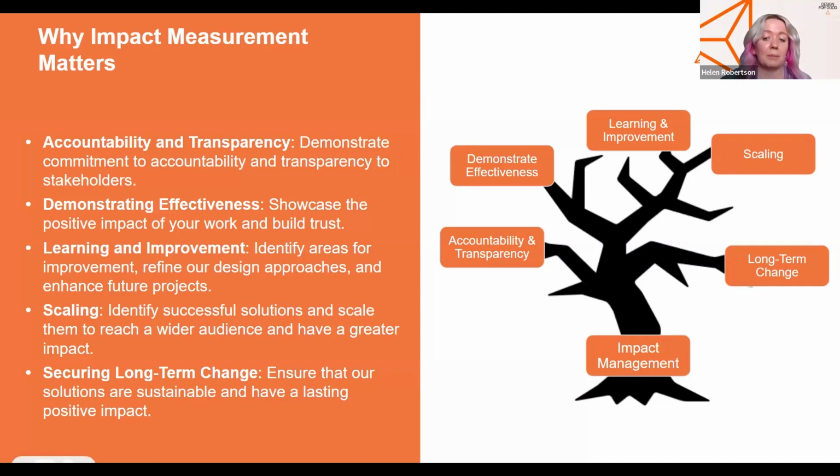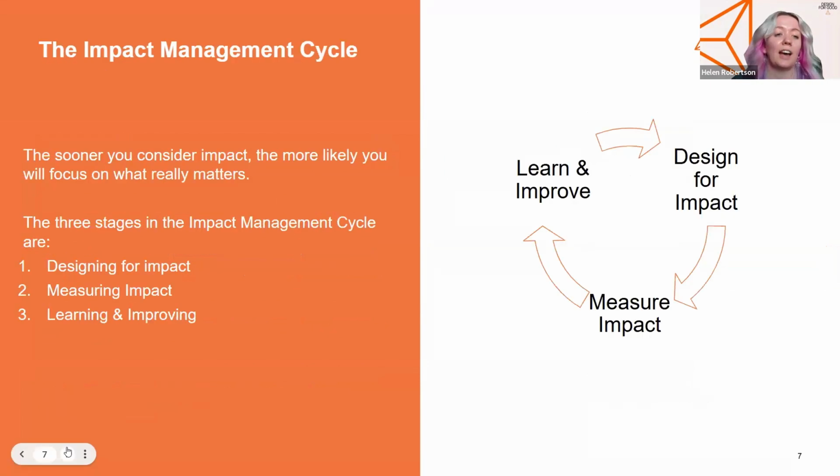So in short, impact measurement is the backbone of effective, responsible, and scalable design. It's how we ensure our work truly aligns with our mission and creates the change we want to see in the world. On the next slide, then, we will look at the impact management cycle.